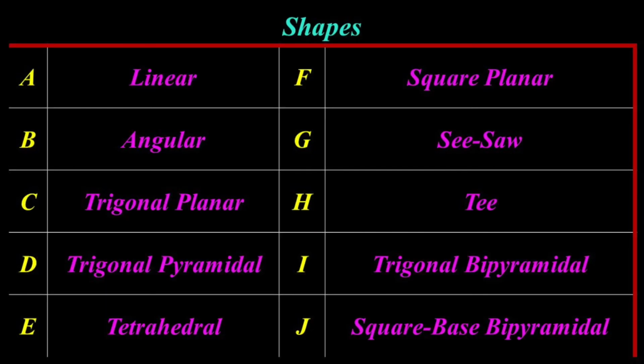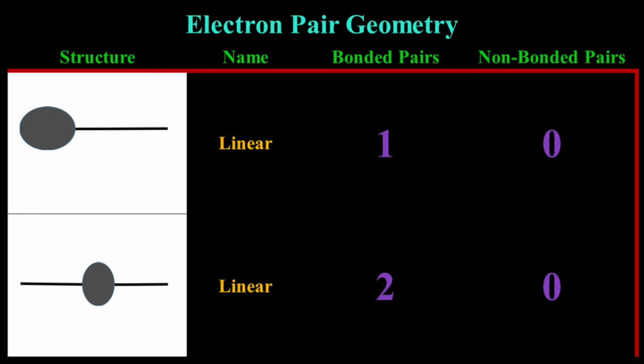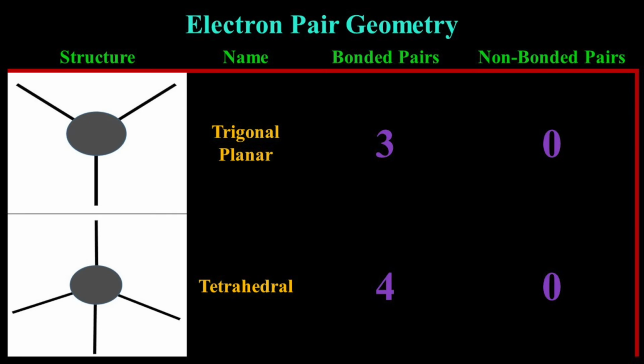So now I want to review all of the shapes with you. Here are the shapes: linear, angular, trigonal planar, trigonal pyramidal, tetrahedral, square planar, seesaw, T, trigonal bipyramidal, and square-based bipyramidal. All right, so now let's take a closer look at each of the geometries. So we have linear. We have several types of linear. We have two-atom linear, where at the end of each line is another atom. So we have linear, non-bonded pairs 0, 1 bonded pair. We have 2 bonded pairs, linear with no non-bonded pairs. Okay, and then we have trigonal planar, with 3 bonded pairs, 0 non-bonded pairs.